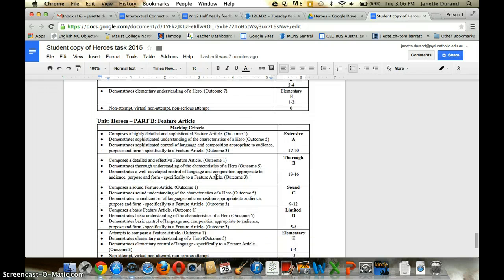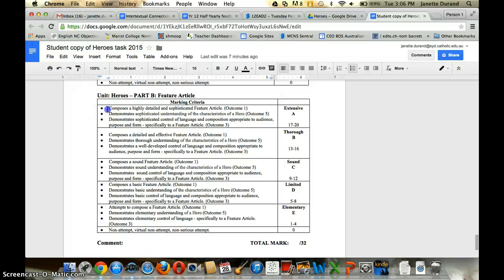The feature article, that you compose a highly detailed and sophisticated feature article, and that's outcome 1. That you demonstrate a sophisticated understanding of the characteristics of a hero, which is outcome 5. And that you demonstrate a sophisticated control of language and composition appropriate to audience, purpose and form, specifically to a feature article, and that is outcome 3.